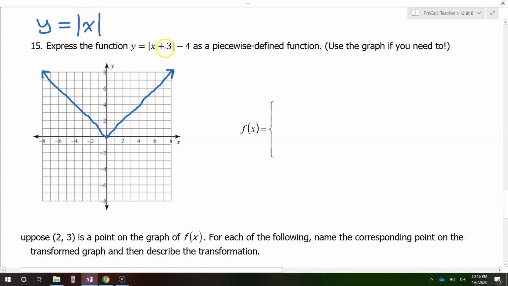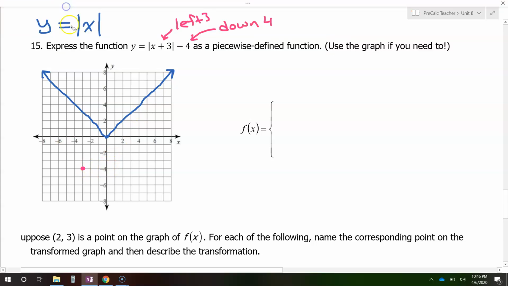Now, the transformation that's happening here is because of the plus 3, you know that we are moving to the left 3. And because of the minus 4, this is down 4. So this entire graph is being moved left 3 and down 4. So left 3 and down 4. So the vertex is going to be right here. So I'm going to go ahead and draw the V from here.